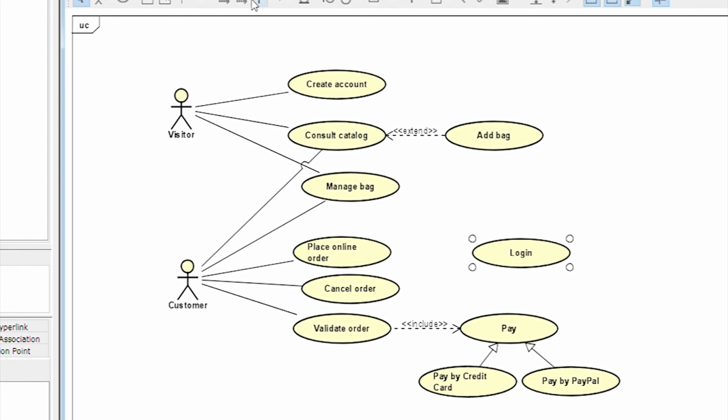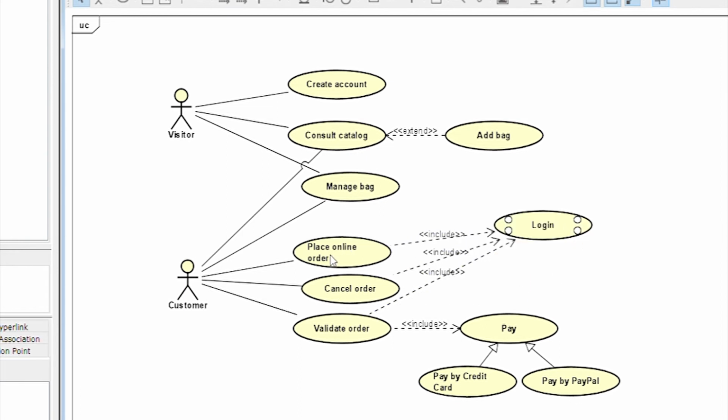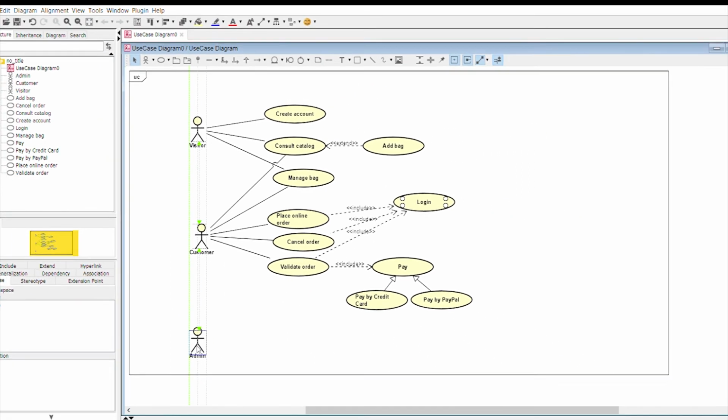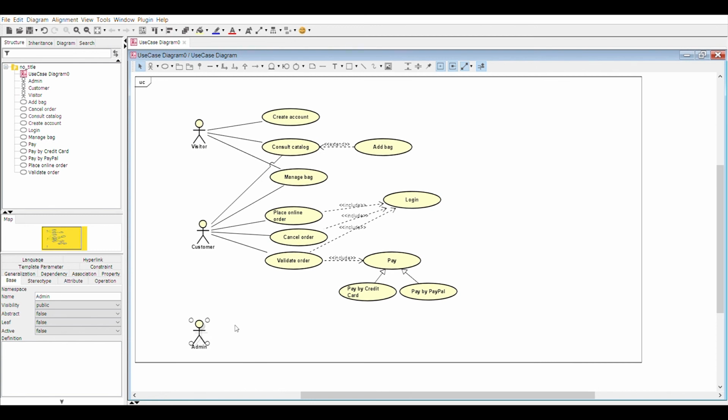So here I will add an include relation, and of course the arrow always points to the included case. So here is the login. Place online order, cancel order, validate order: always we should log in to the system. And for the two use cases, manage bag and consult bag, it's not necessary to log in. And of course, the third actor, which is the admin, can manage users and manage catalog.